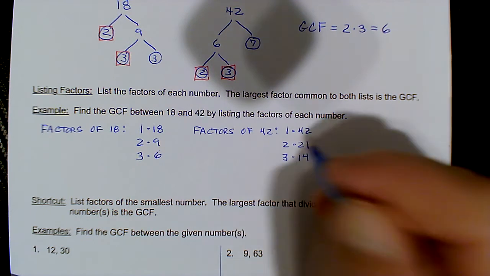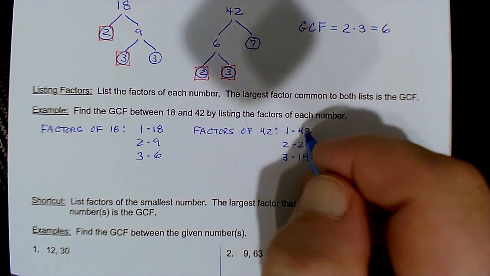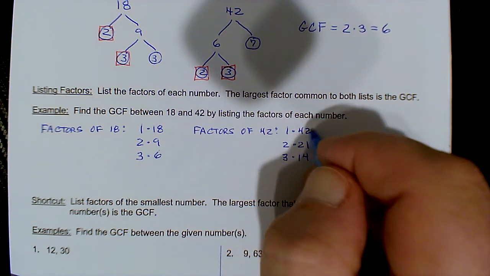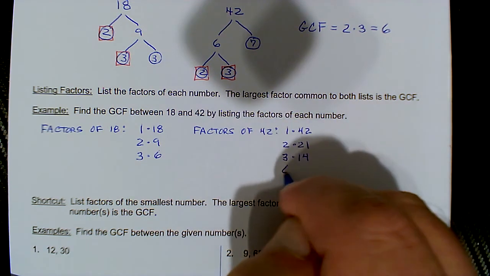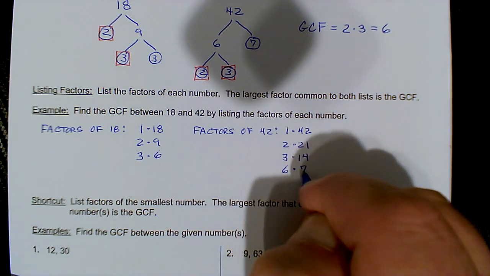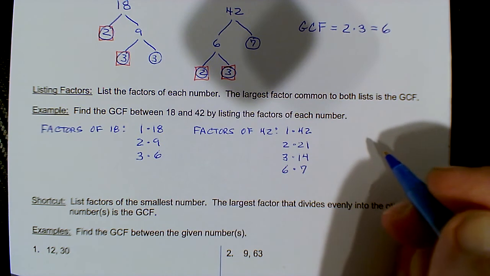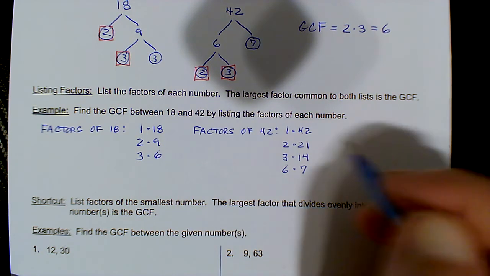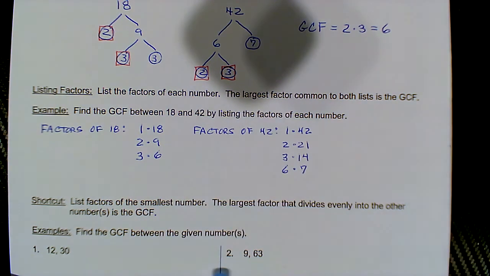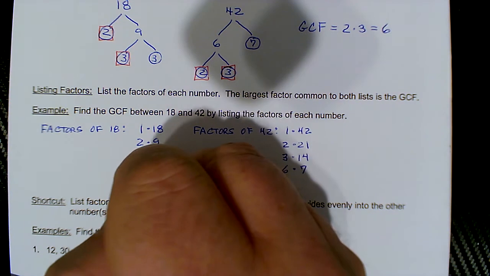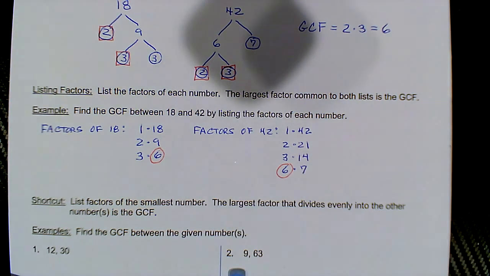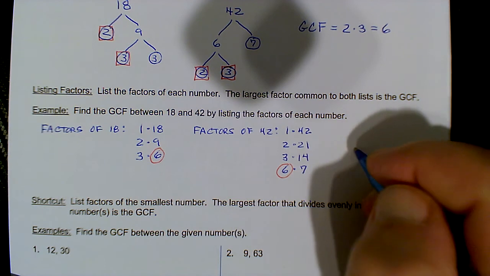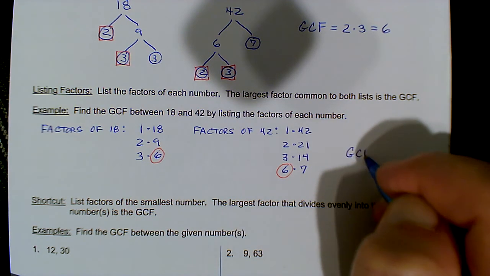4 does not divide evenly. 5 does not divide evenly into 42. 6 goes into 42 7 times, so 6 times 7 are factors. And that's it. So if you look amongst the list, the largest number that's common in those two lists is what we call the greatest common factor. And you can see that that's 6.